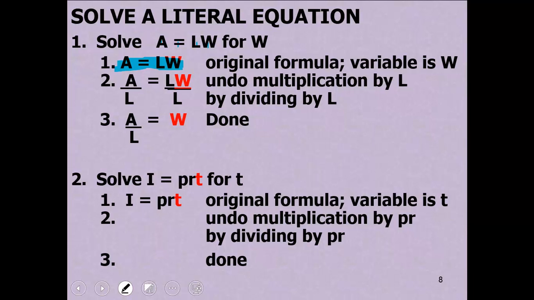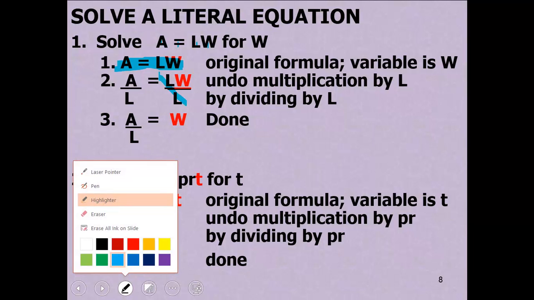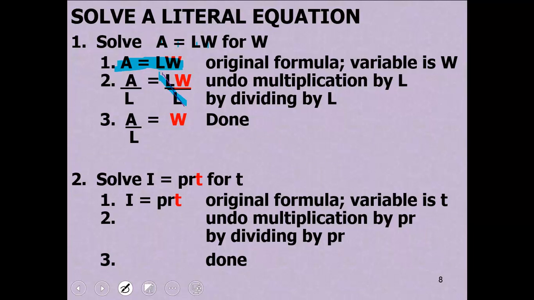So I need to get rid of that L that's being multiplied by the W. How do I undo multiplication? I do division. So I'm going to divide both sides by L. This is going to cancel, and I'm left with A over L. So W is equal to A over L. And you're done. You've solved for W. W is all alone. It has a coefficient of 1, and you're done. You could have written it like this, too. W equals A over L.